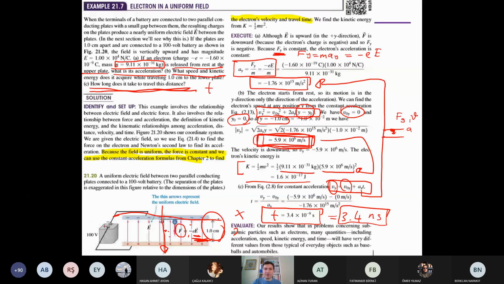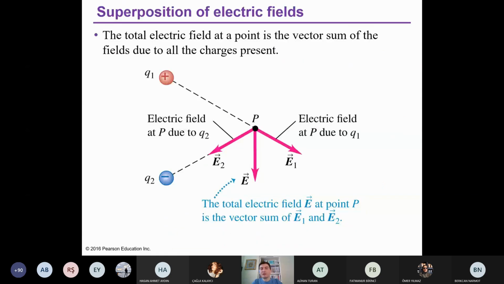Okay, do you have any question related to this example? Then let me continue with the superposition of electric fields. Up to now, we have discussed a single electric field source. But what happens if we have different electric field sources?